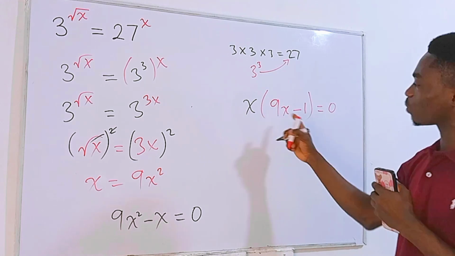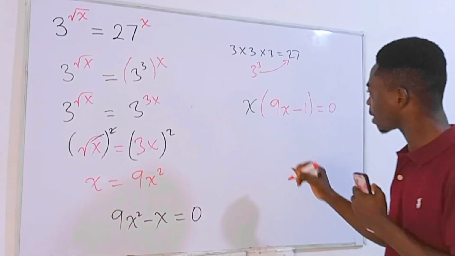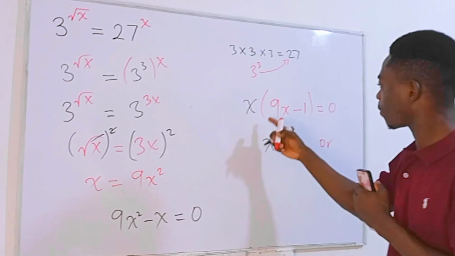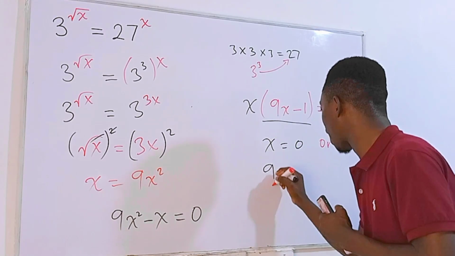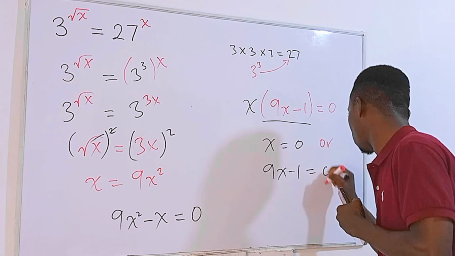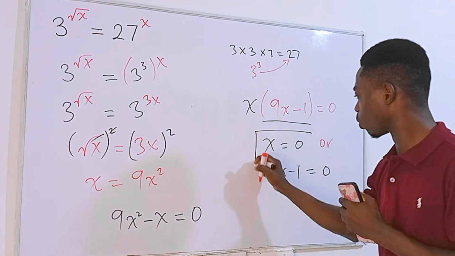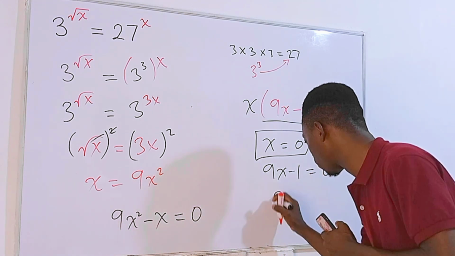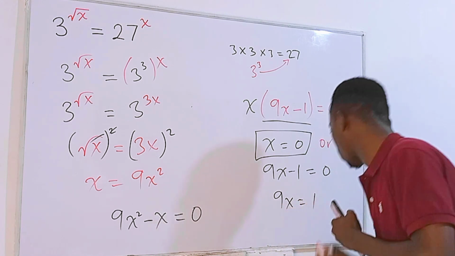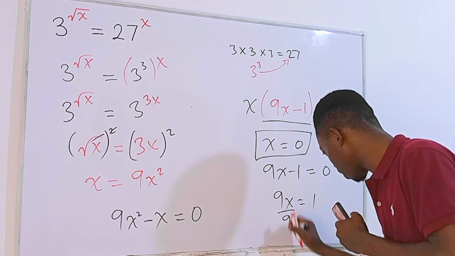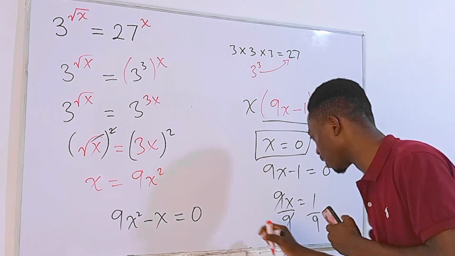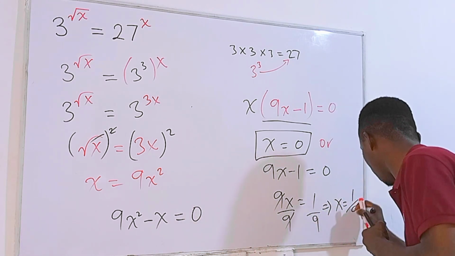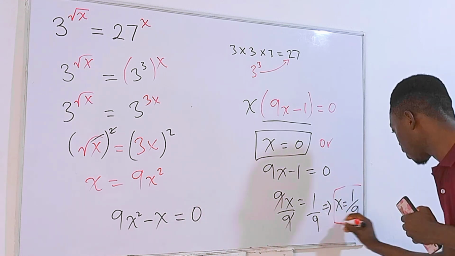Of course, the product of two factors is equal to 0. It means that the first factor, which is x, is equal to 0, or the second factor, which is the whole of this, 9x minus 1, is also 0. But don't forget that this is a solution, of course. Have to circle that. Then right here, I'll just transpose the negative 1, so that I have 9x is equal to 1. Dividing each side of the equation by 9, we are going to end up getting x is equal to 1 over 9 as the second solution.